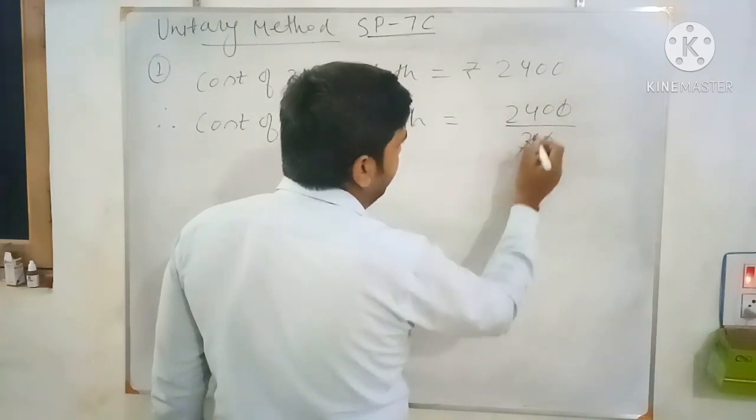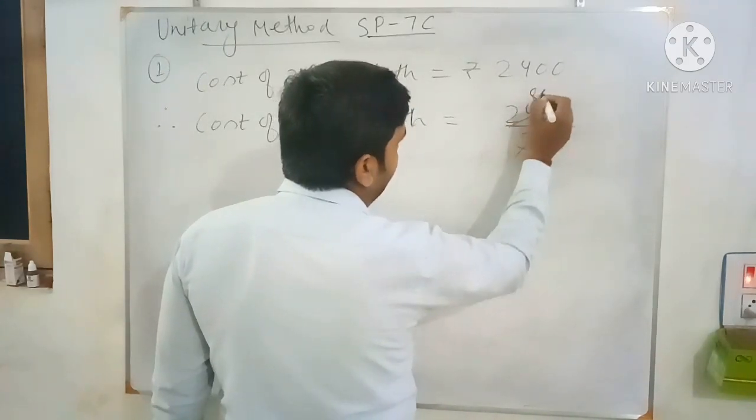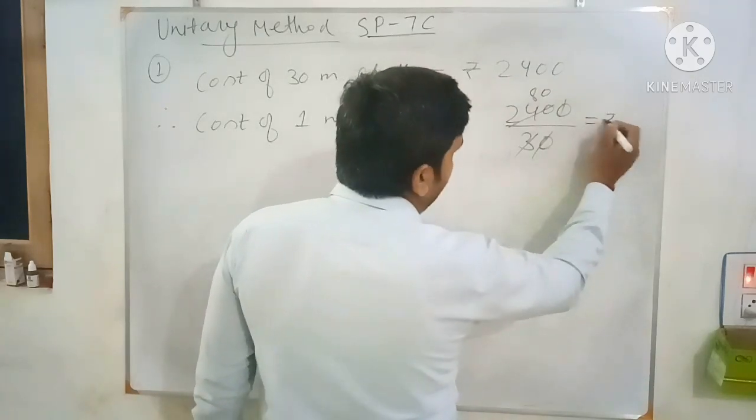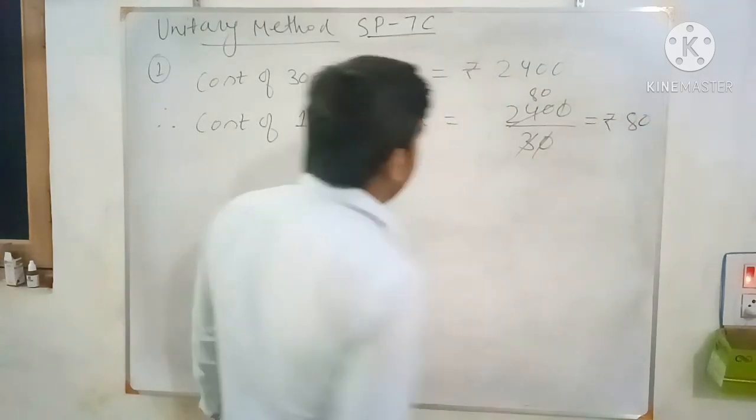0 0 cancel, 3 8s are 24, 0 0 0 means 80. So the cost of 1 meter cloth we got is rupees 80.